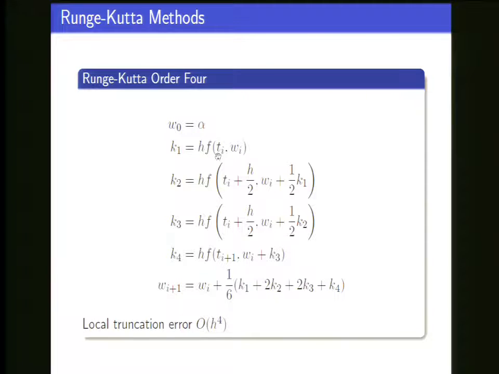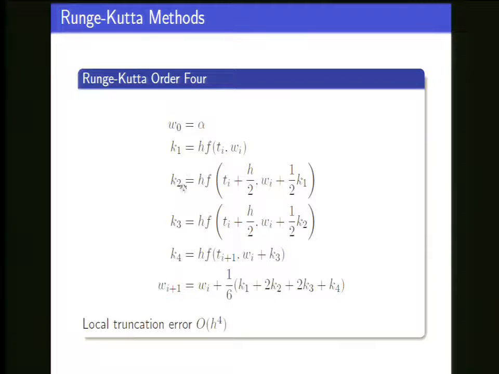h times f at ti, wi. But then it starts adding in a little bit of h half, a little bit of k1 half here, and computing new f's and calling them k2, k3, and k4. And it's not at all clear why these are h halves and why these are k1 halves and k2 halves. You have to analyze it to see why that's there. But in terms of using it, it's obviously quite straightforward.